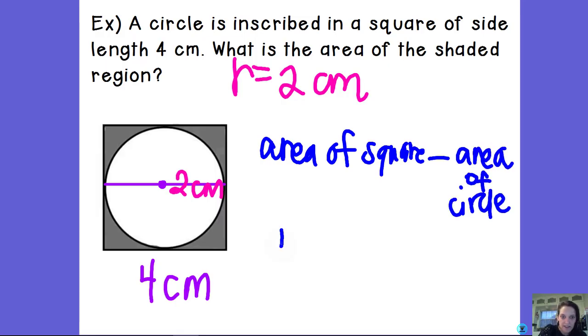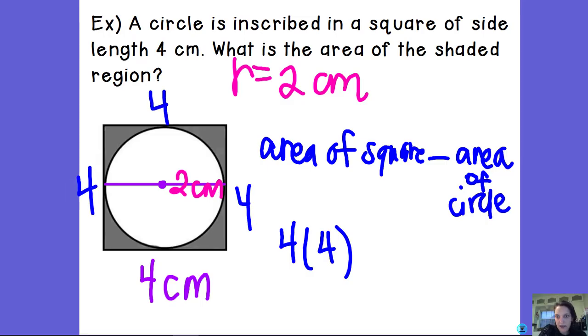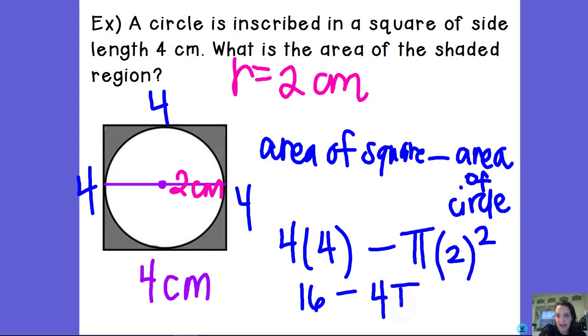So the area of the square is length times width, 4 times 4, because the sides are all 4. So 4 times 4, and then the area of the circle is pi r squared, pi times 2 squared. So this is 16 minus 4 pi.